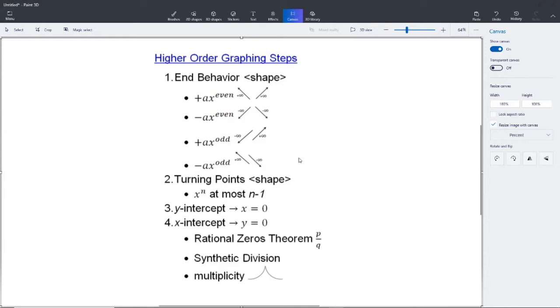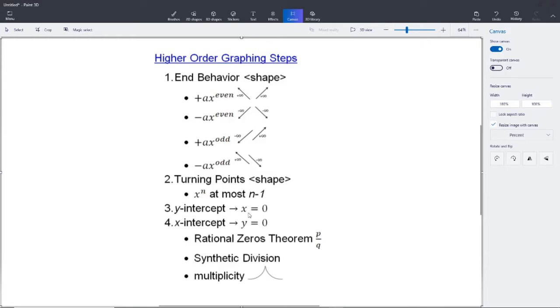Now, when we talk about higher order graphing, there's also things happening in the middle between the endpoints, if you will. And that's what we like to call turning points. At most, the graph will have n minus 1 turning points. So if x was to the third power, you would have at most 2 turning points. If x was to the 7th power, you'd have at most 6 turning points.